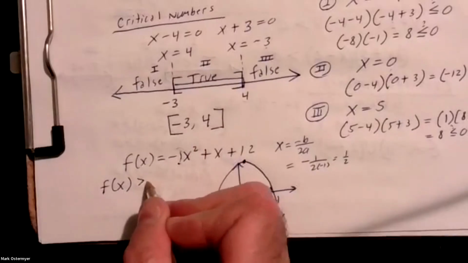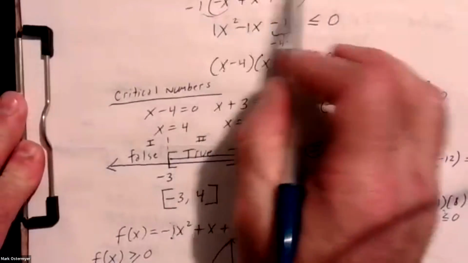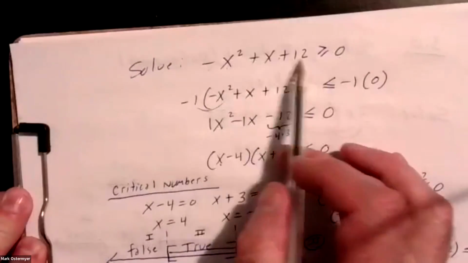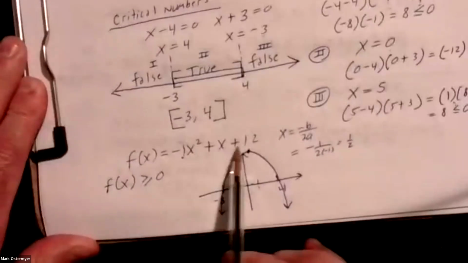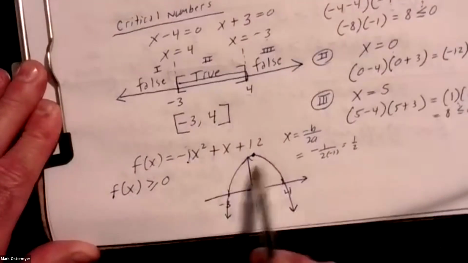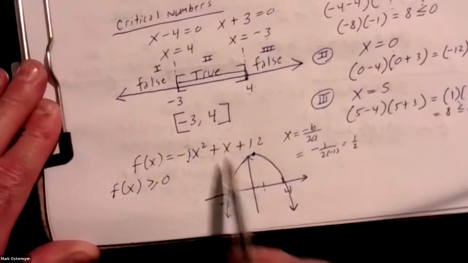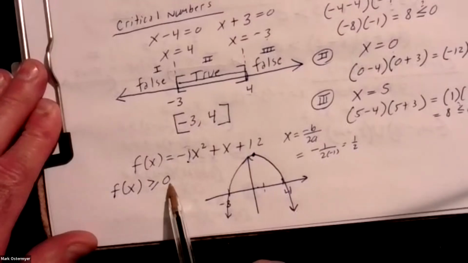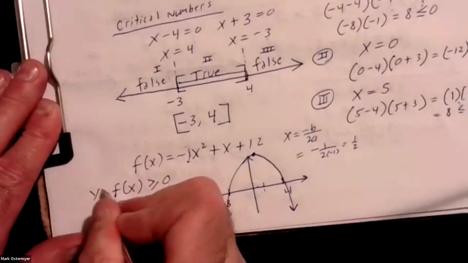Greater than or equal to 0. Do you agree? Notice, I graphed this one. It said this had to be greater than or equal to 0. So this f of x right here, which is the graph of this, must be greater than or equal to 0. That only occurs where y is greater than or equal to 0.